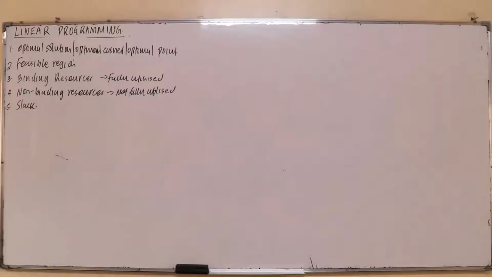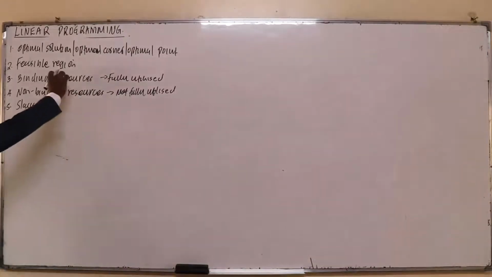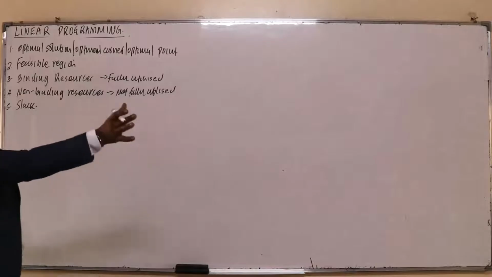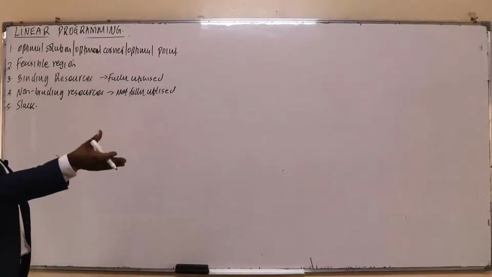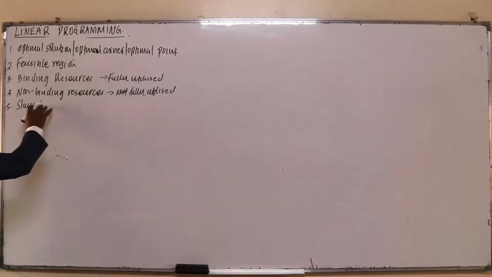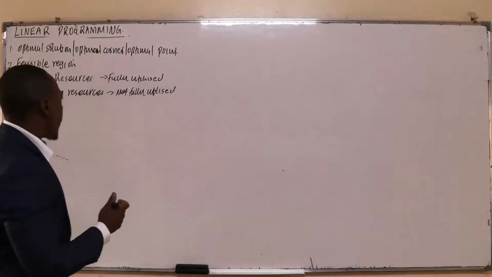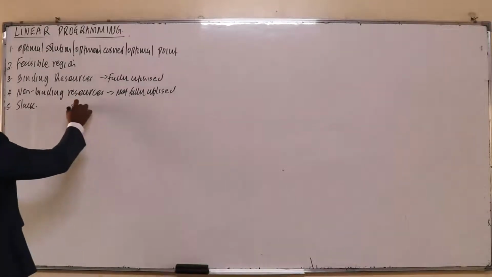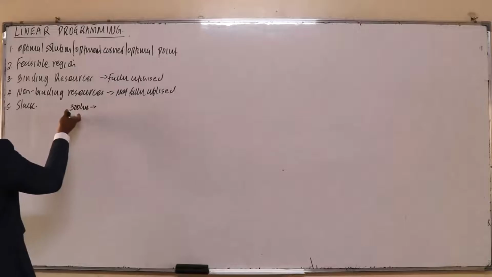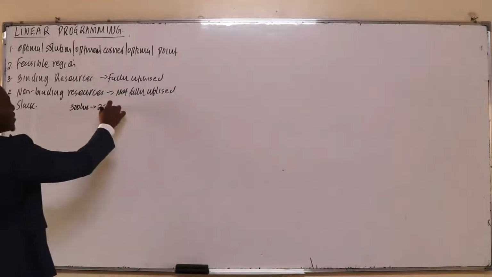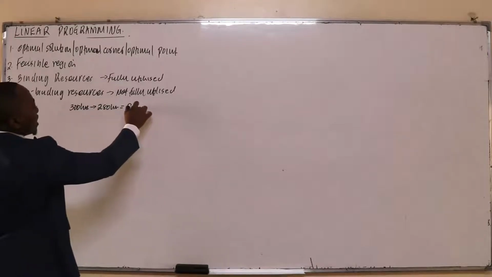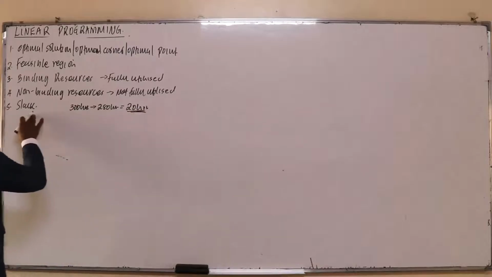Slack is always 0. You're saying that slack is the unused quantity at optimality. But you have said that binding resources are those which are fully utilized, so there is no unused quantity. So for binding resources, slack is always equal to 0. For example, assume that you had 300 machine hours, but of the 300, you only utilized 280 hours. That means there is a balance of 20 hours. This 20 hours is what we call the slack.